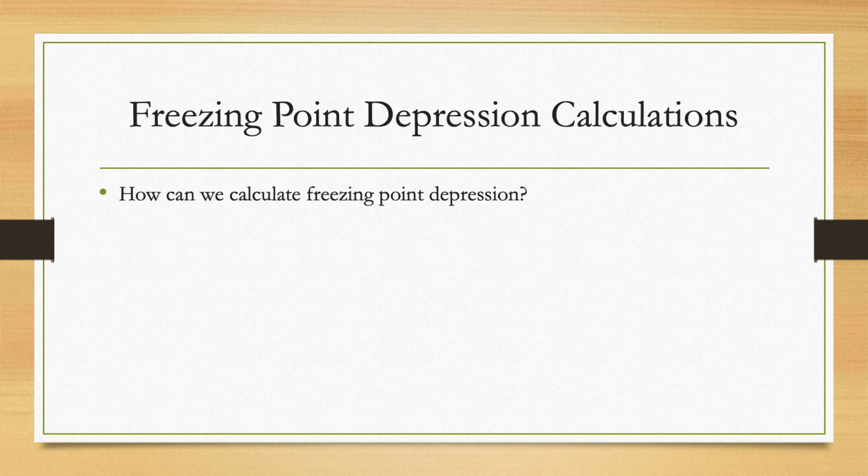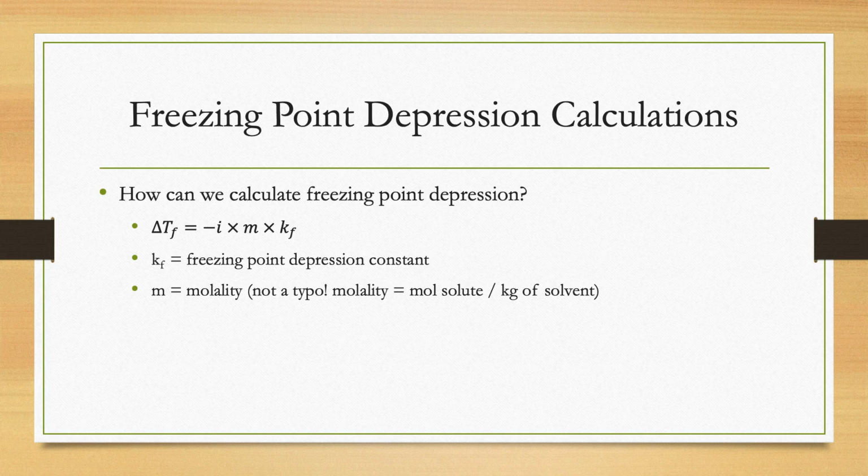Now, calculation-wise, how can we calculate freezing point depression? We can use the equation shown here. The change in freezing point, ΔT_f, is going to be equal to negative i times m times K_f. K_f is a freezing point depression constant. It's specific to any particular liquid, so every liquid that's going to be the solvent has its own unique freezing point depression constant. The little m is actually not mass in this case, it's molality, which is not a typo. It's not molarity, it's molality instead.